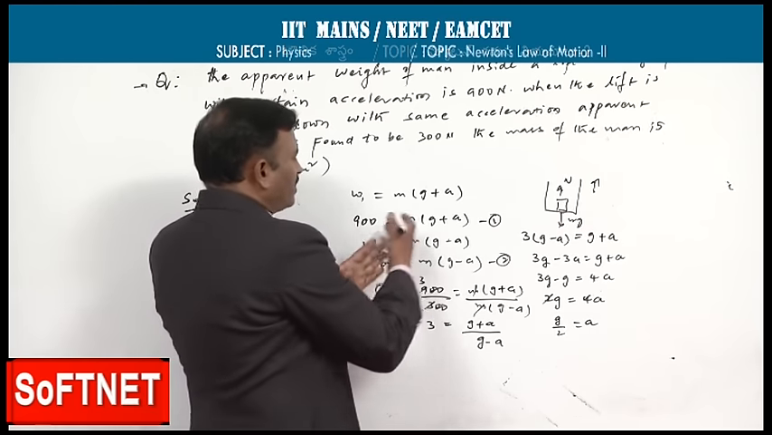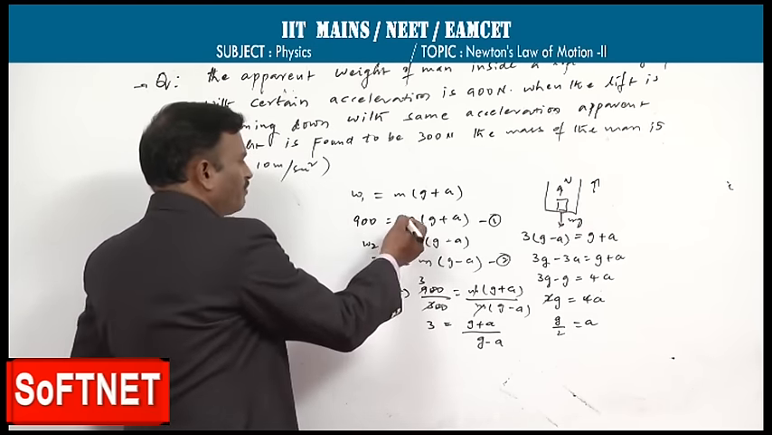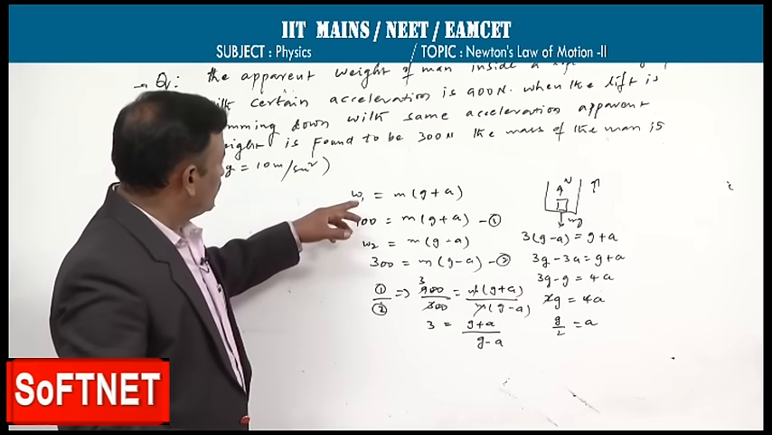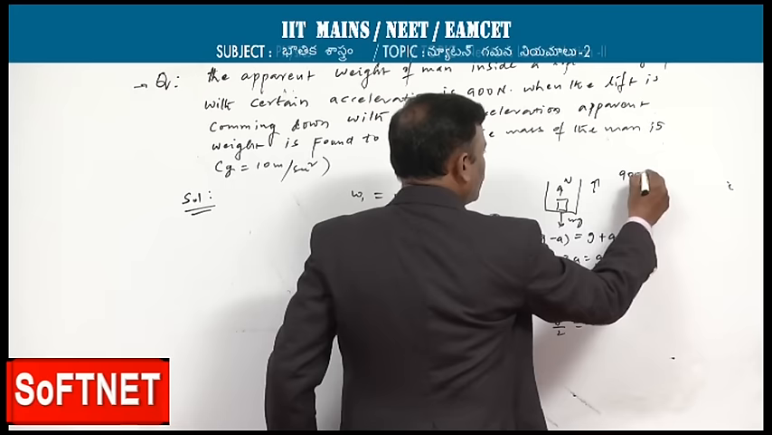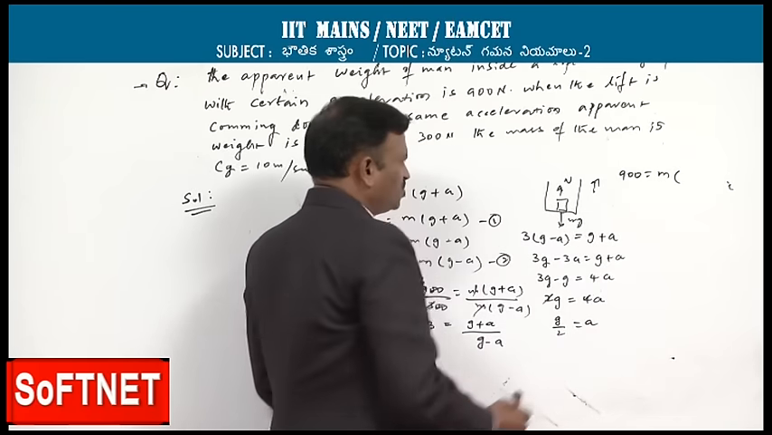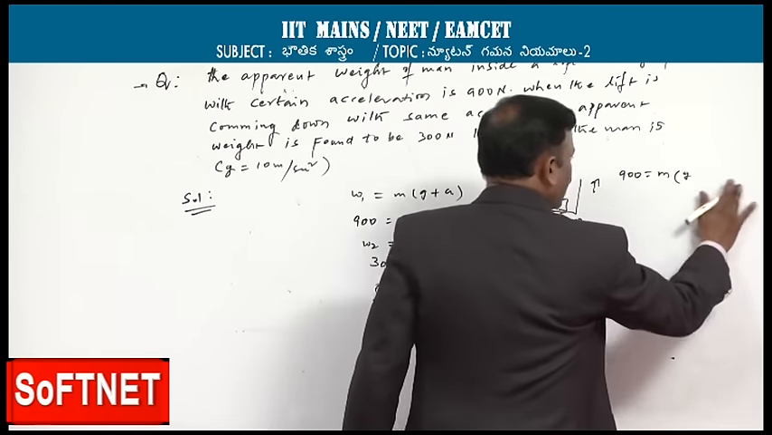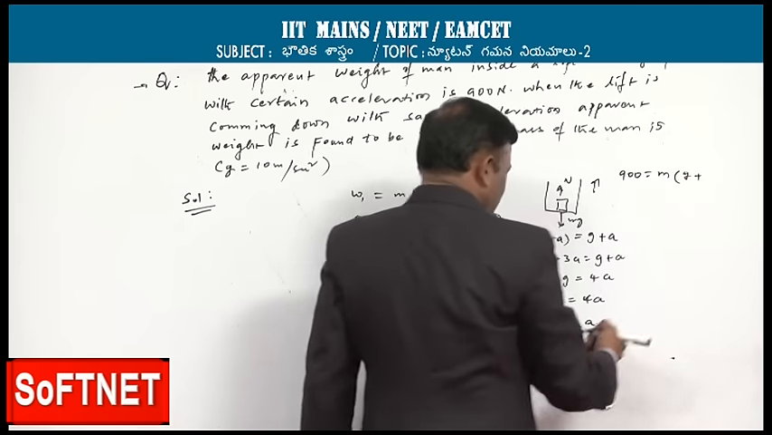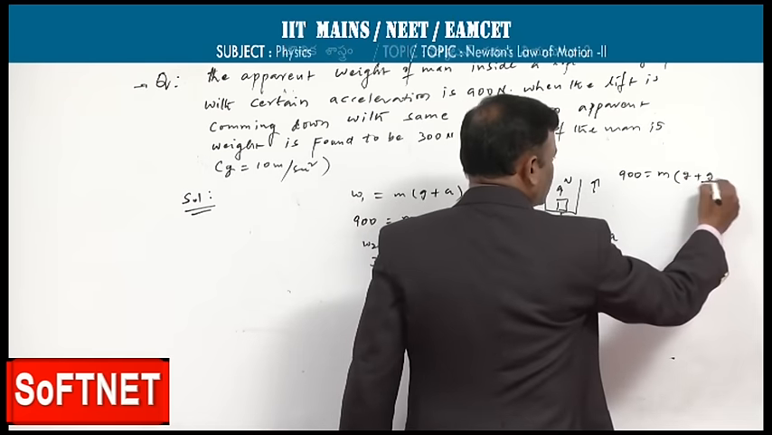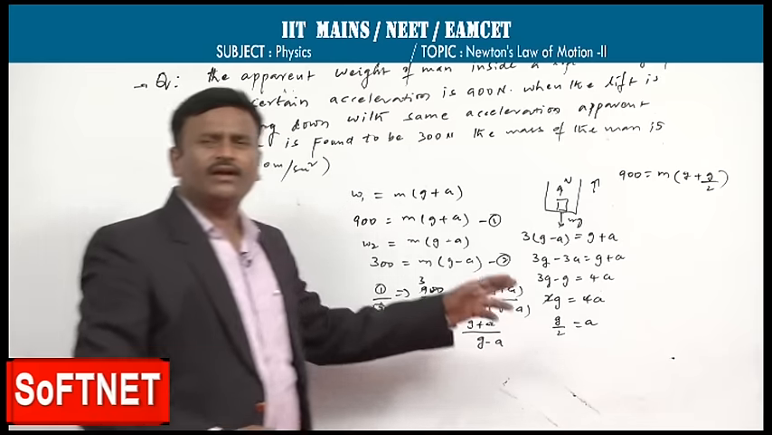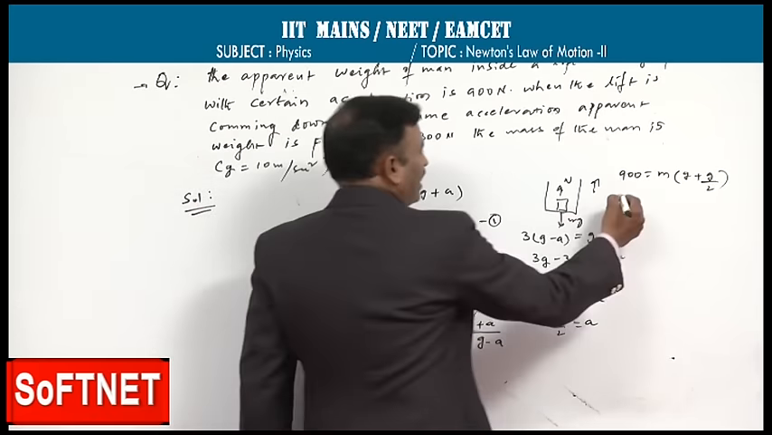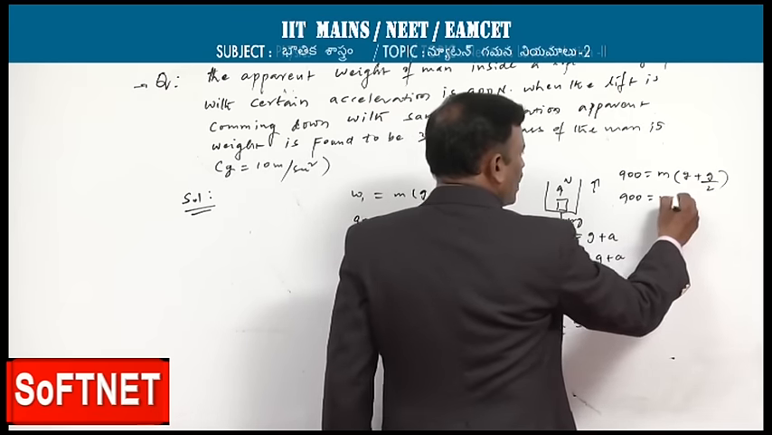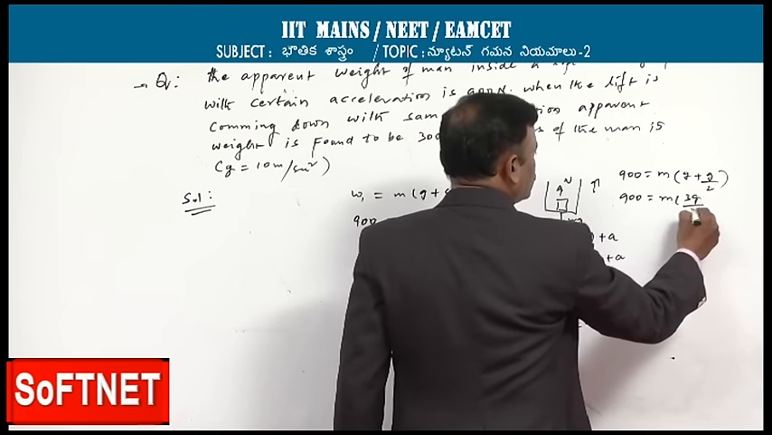Now we can go for either equation 1 or 2, so that we can find out the mass. So 900 is equal to M, which we do not know, into G plus A, where A is G by 2, which we got. We are just substituting the value of A in the respective equation. So 900 is equal to M into 3G by 2.